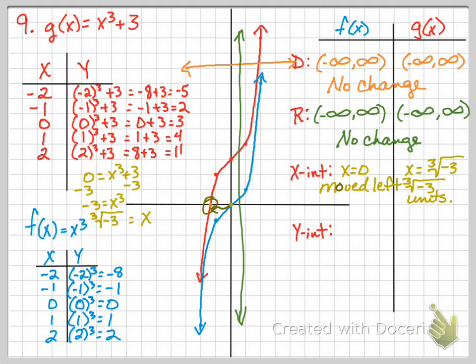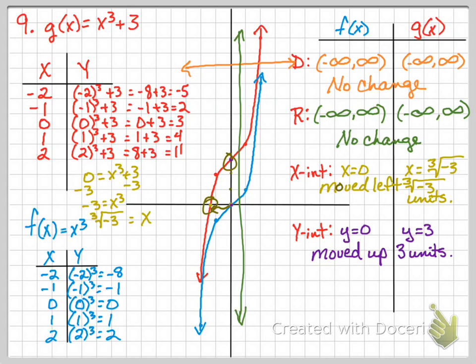Okay, let's talk about the y-intercept. The y-intercept for the parent function is at 0, y equals 0. And then right here you see the y-intercept for the changed function. We can count that very easily. 1, 2, 3. So that moved up 3 units.